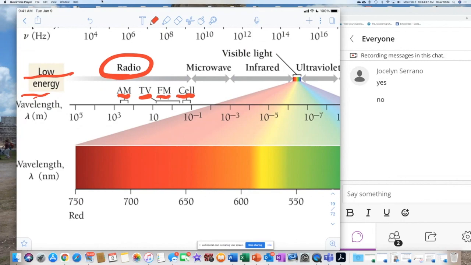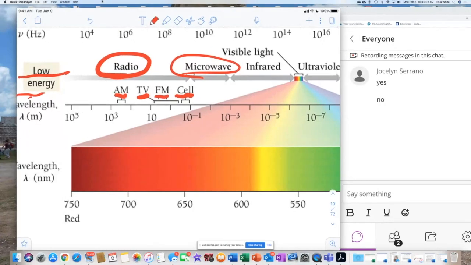Years ago in my country, we weren't allowed to have a microwave because the government believed that it was bad for us as citizens, because compared to radio waves, it is at a higher energy level. As we go further right, we're getting towards higher energy, and so we were told that you cannot own a microwave.